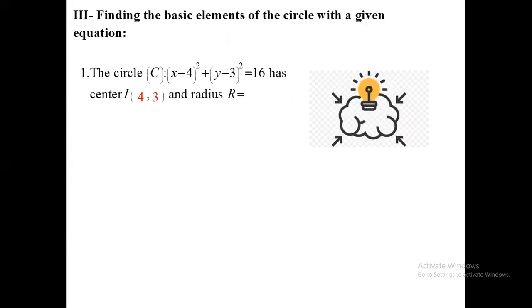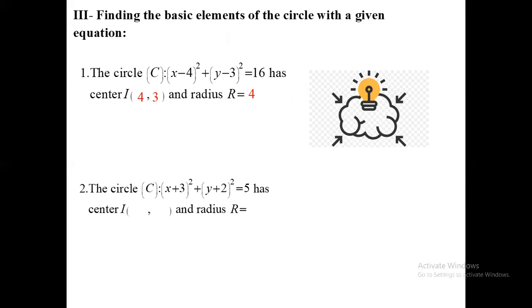Matching this equation with the equation (x - a)² + (y - b)² = r², clearly a and b are 4 and 3, and these are the coordinates of the center I. And the 16, which is shown in the equation, is nothing but the value of r². So r is the square root of that, and that's 4.